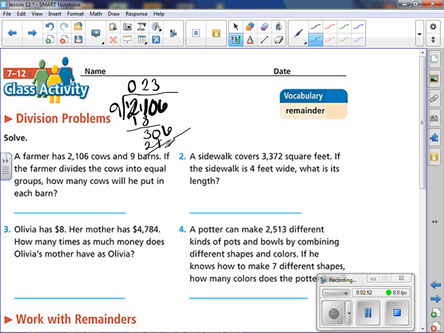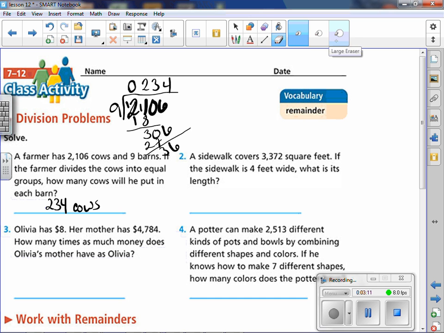Okay, I'm going to subtract out. I get a 3. I bring down my 6, 36. 9 into 36 4 times. 9 times 4 is exactly 36. And then I'm done. So he's going to put 234 cows per barn. Okay. All right, let's go on to number 2.